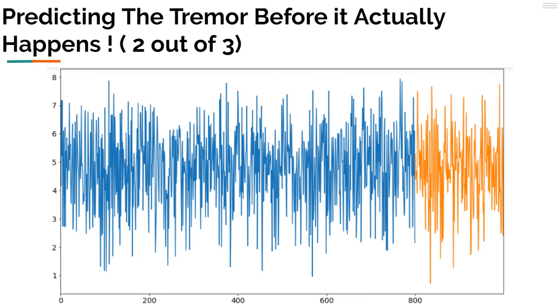Then, with proper smoothing and processing of all the observed data, we are able to predict the tremor before it happens, which means you can see on the screen the blue colored ones are the ones which have occurred earlier and the orange colored ones are the ones which are predicted, and we could predict the tremor most perfectly using this model. This is very simple, effective and efficient.